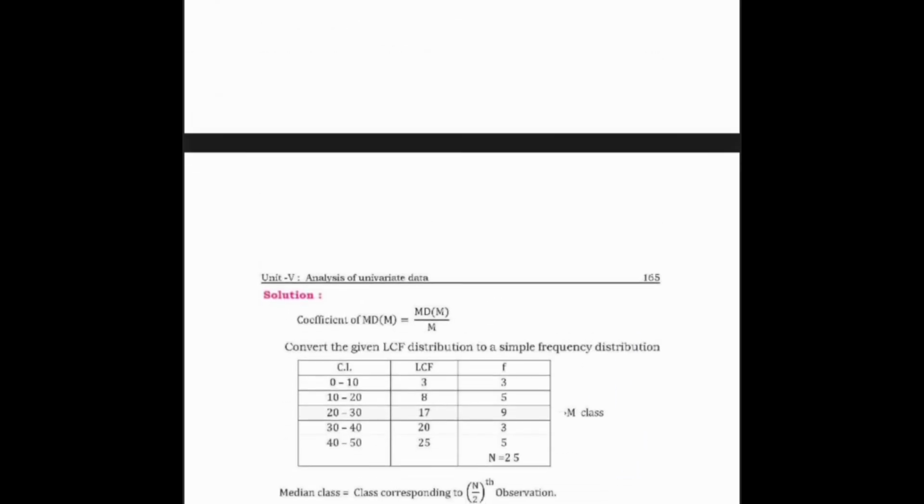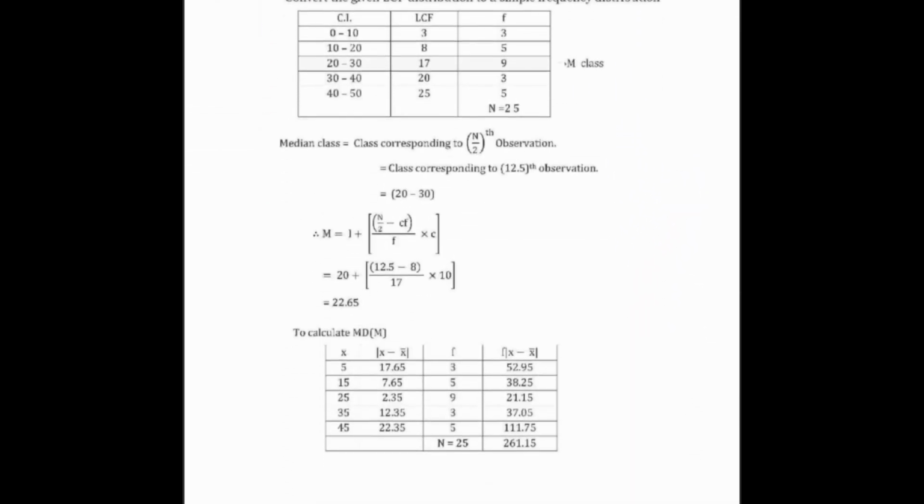Okay, then we consider this as the class interval: 0 to 10, 10 to 20, up to 50. The last is below 50, up to 50. LCF is there. This is below 10, below 20. The number of students given is the LCF. You have to consider it as a frequency. You have to calculate it as a frequency over here.